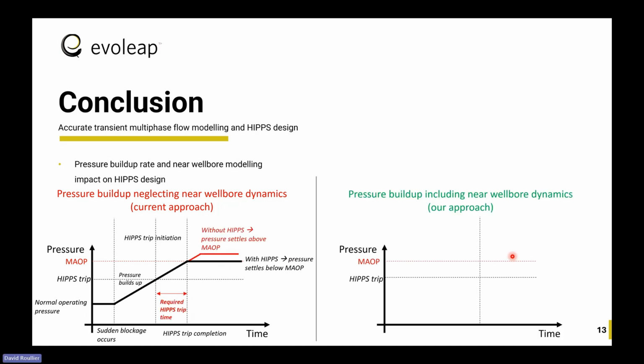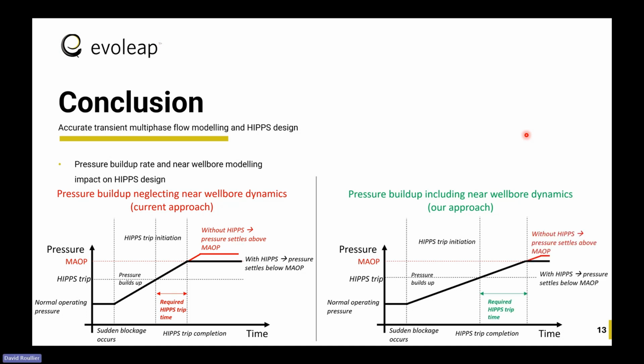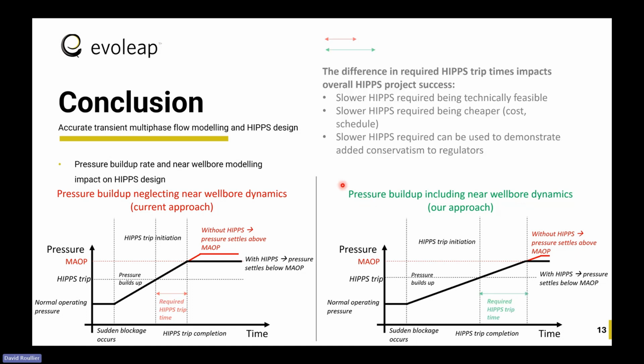Now, on the right side, if you consider the near wellbore dynamic, what we're postulating is, well, you will have the same behavior now. However, you're going to have a much slower pressure buildup. And then when you compare these two designs, here you have the required HIPPS trip time, and in green, the required HIPPS trip time when you consider the near wellbore dynamic, which is our approach at EVOLEAP. You may have a large difference in the required HIPPS trip points, and one is more realistic than the other, actually.